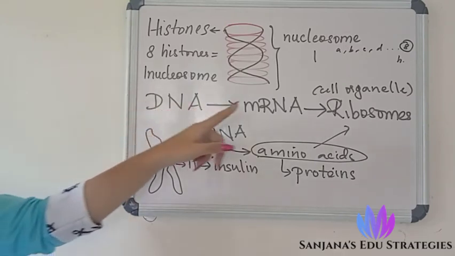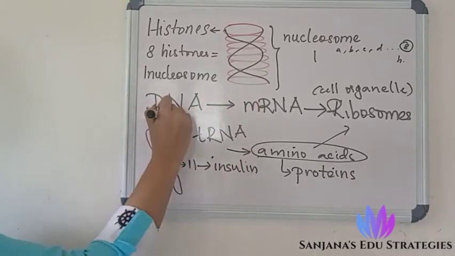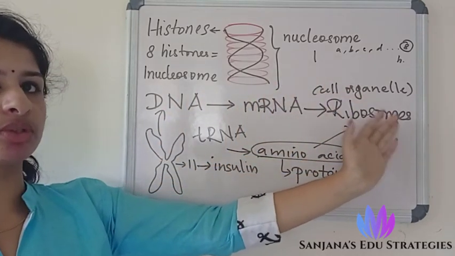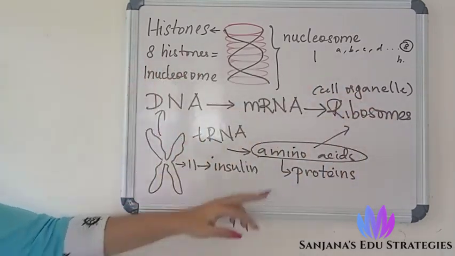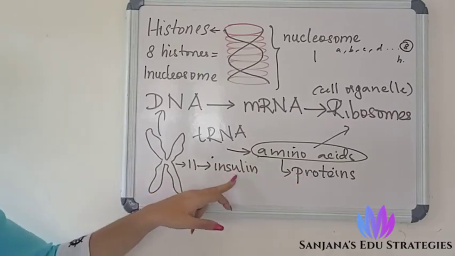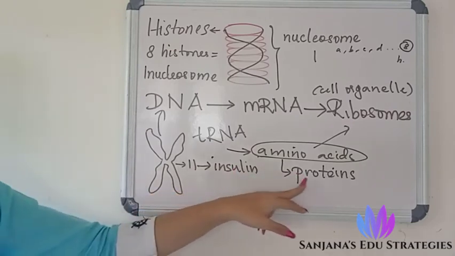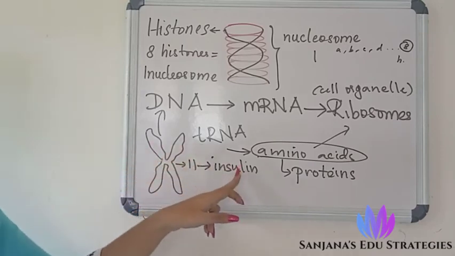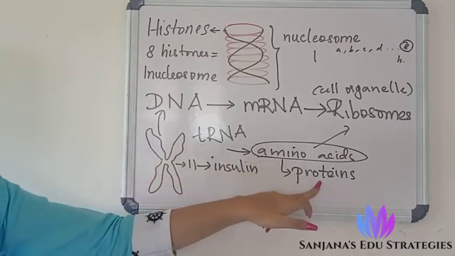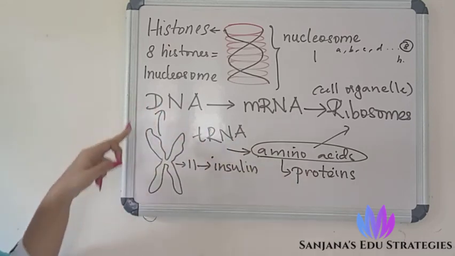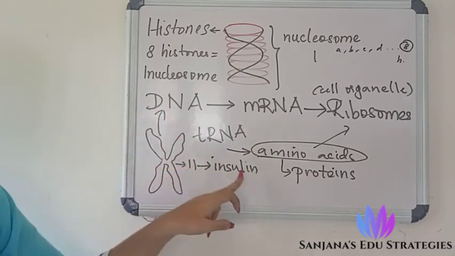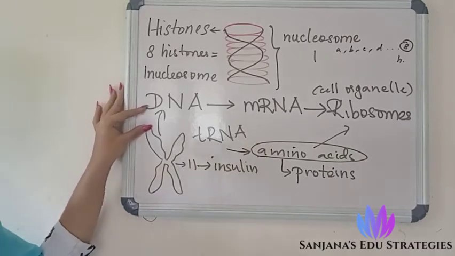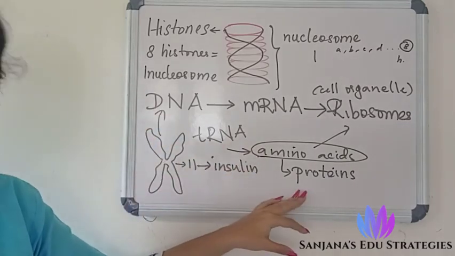That DNA passes information to mRNA, and that mRNA makes ribosomes synthesize proteins. That protein formed by the DNA present in chromosome 11 will be insulin. So a particular type of DNA produces a particular type of protein.